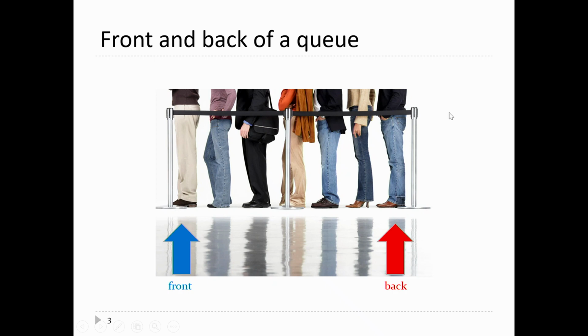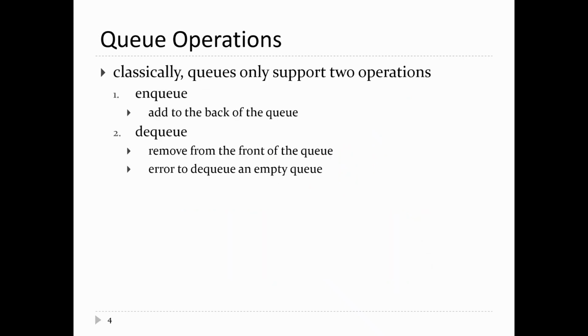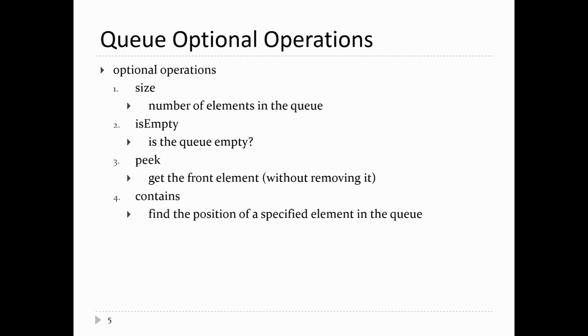Here, we're just implementing a plain old queue. Queues are like stacks. They only have 2 operations. So you have NQ, that's when you get into the back of the queue, and you've got DQ, so that's when you remove an element from the front of the queue. You can have other operations as well.